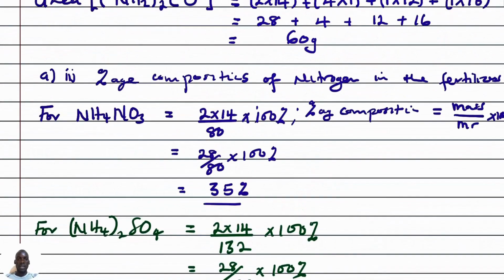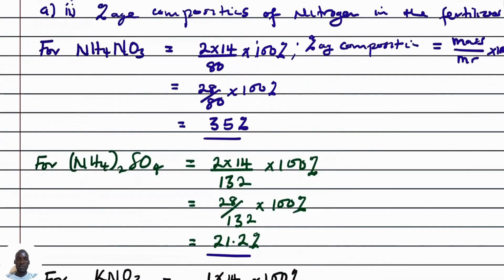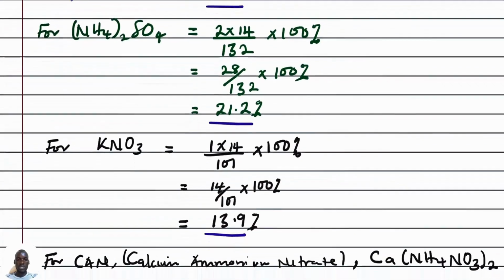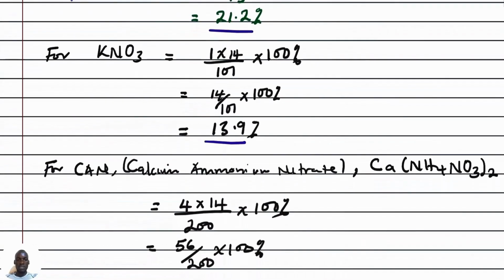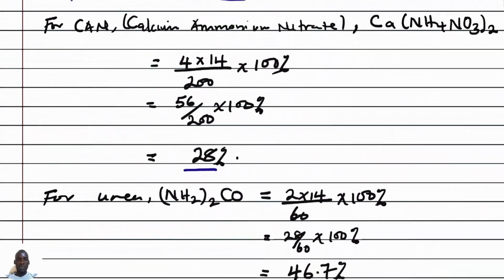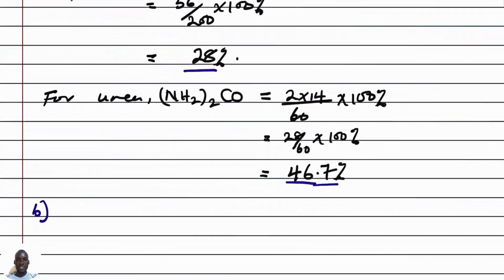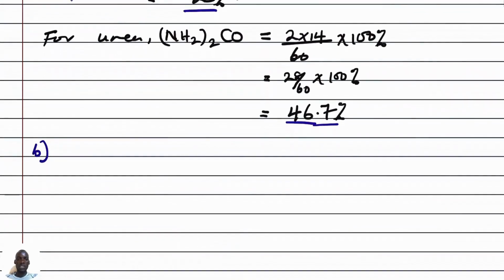So there are 5 fertilizers. This one is having 35%. This one, ammonium sulfate, is having 21.2%. Potassium nitrate is having 13.9%. Calcium ammonium nitrate is having 28%. Whereas urea is having 46.7%. So urea is having the highest.